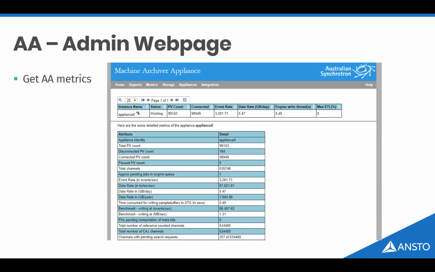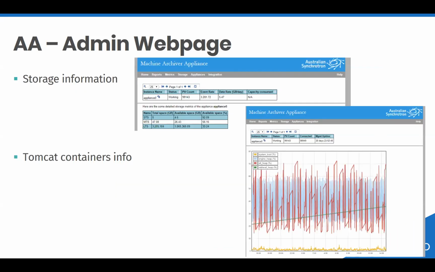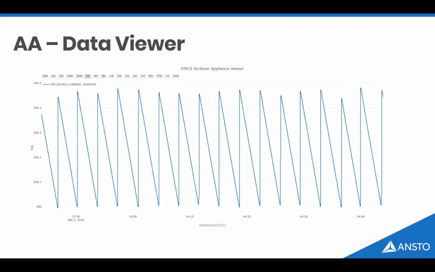You get some metrics for each appliance, so a PV count and just some interesting stuff. Some storage information and some graphs about how your containers are doing. It comes with a basic data viewer if you want to use it on the website directly. It's not the most powerful thing, but it's relatively easy to just see the data if you want to.